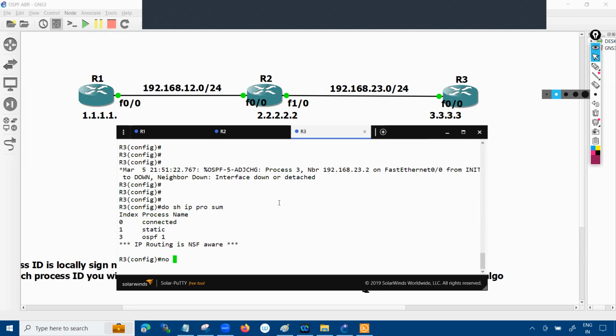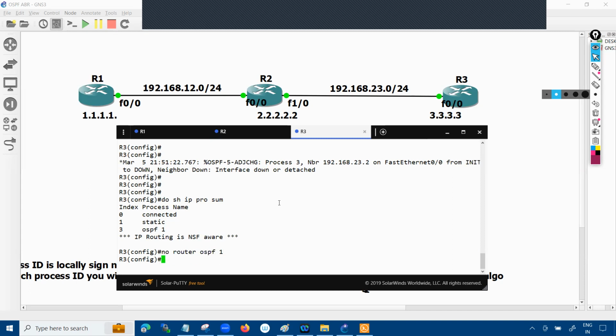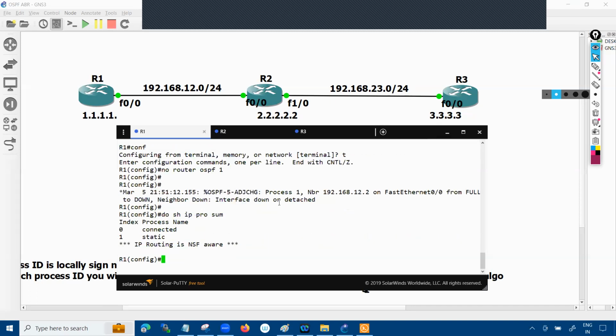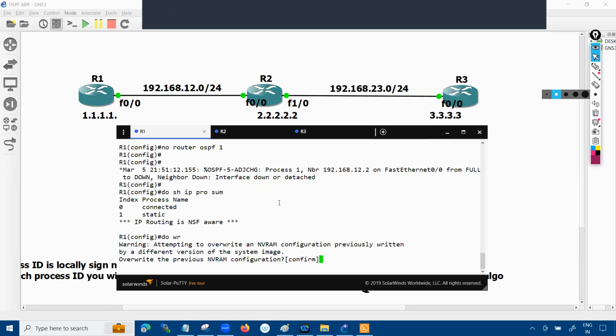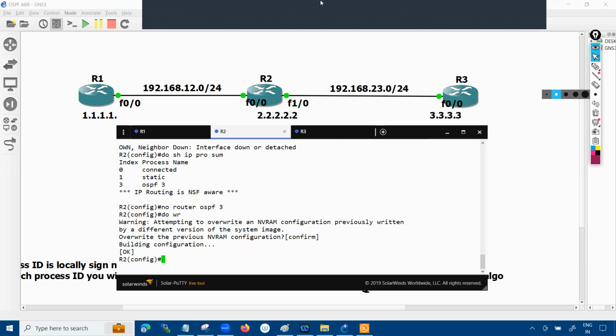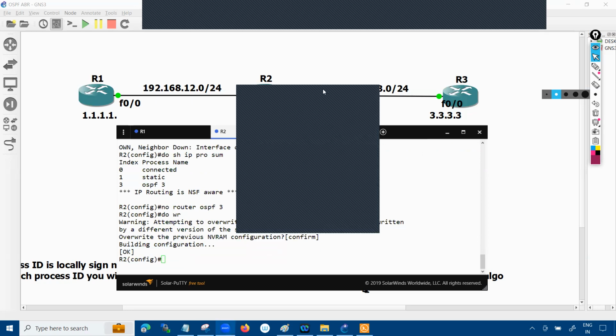I also have the OSPF 1. Okay, perfect. All done. So without area 0, it looks like we have a firewall example.